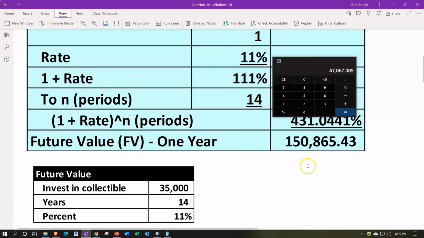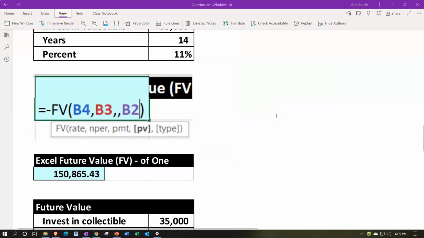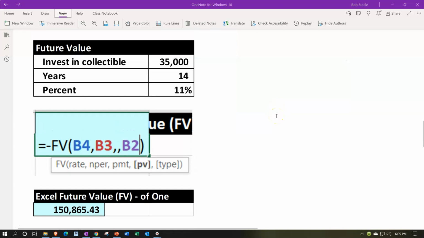That will get us to this 150,865, and we have down here the 150,865 once again. Then we have the Excel formula. This is just a mirror of the Excel formula. This is a similar kind of process that you might do in a financial calculator or in Excel. This is the quickest way to do it.